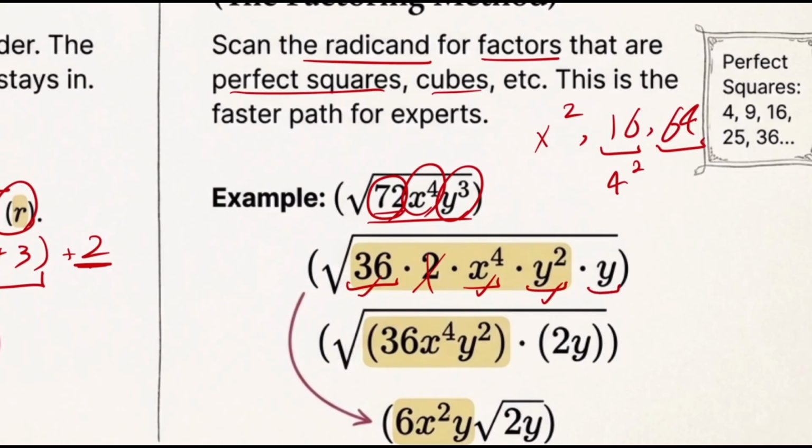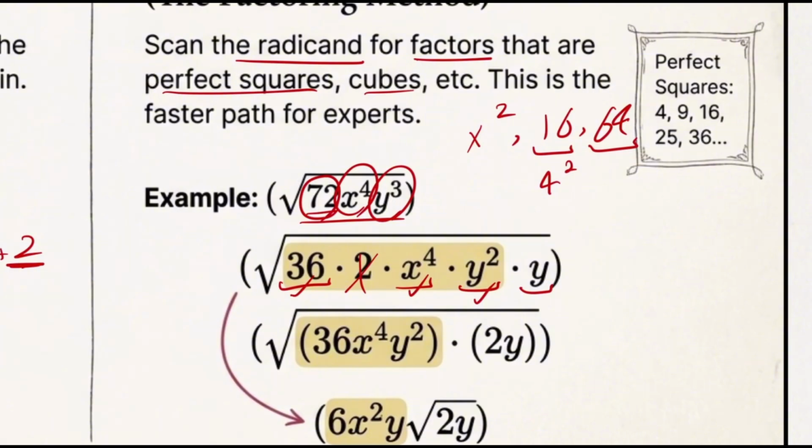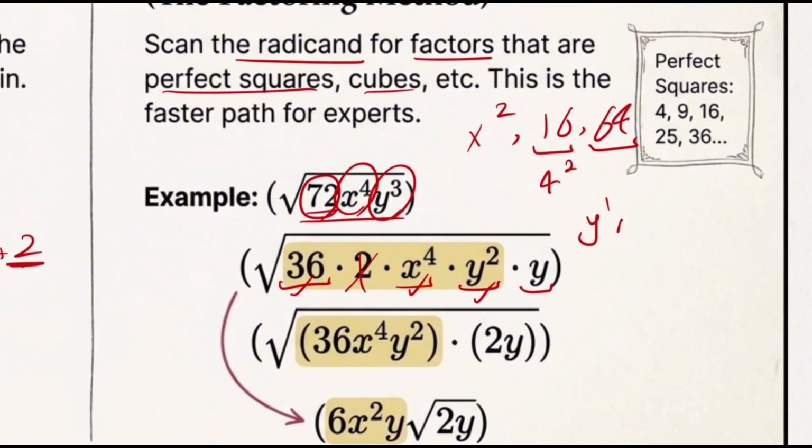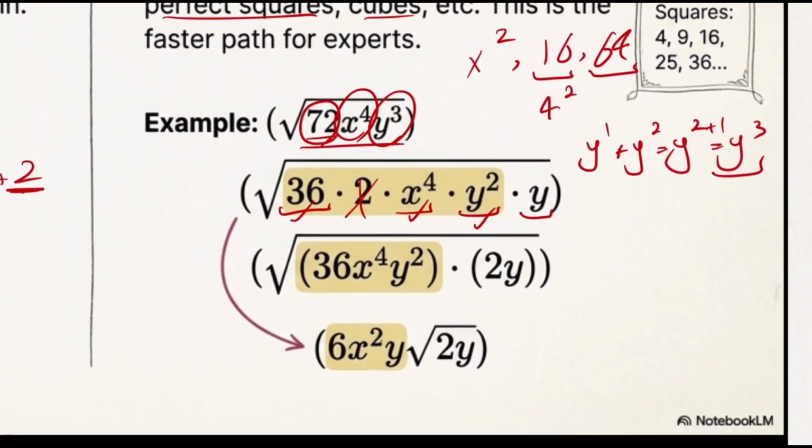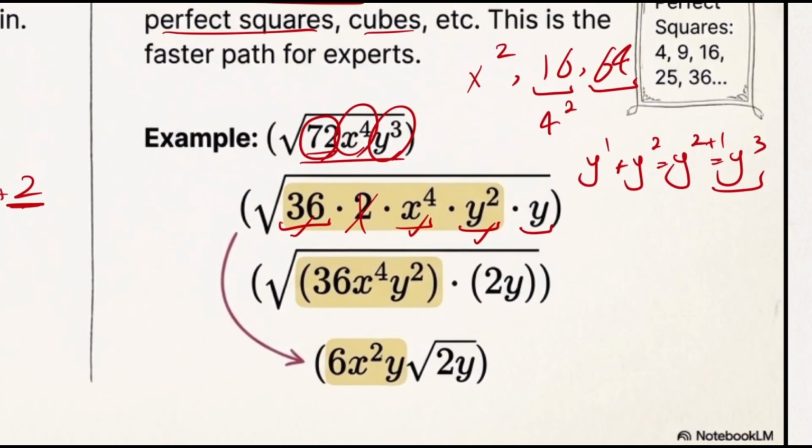So why I can write it down as y2 times y or y to the power of 1? Because as we all know, y to the power of 1 multiplied by y to the power of 2 is y to the power of 2 plus 1, which is going to be y to the power of 3. At the end of the day, I don't like this one. I do have 36, I do have x to the power 4, I do have y2. I can move them outside of my radicand by knowing the fact that I have to consider the radical itself.